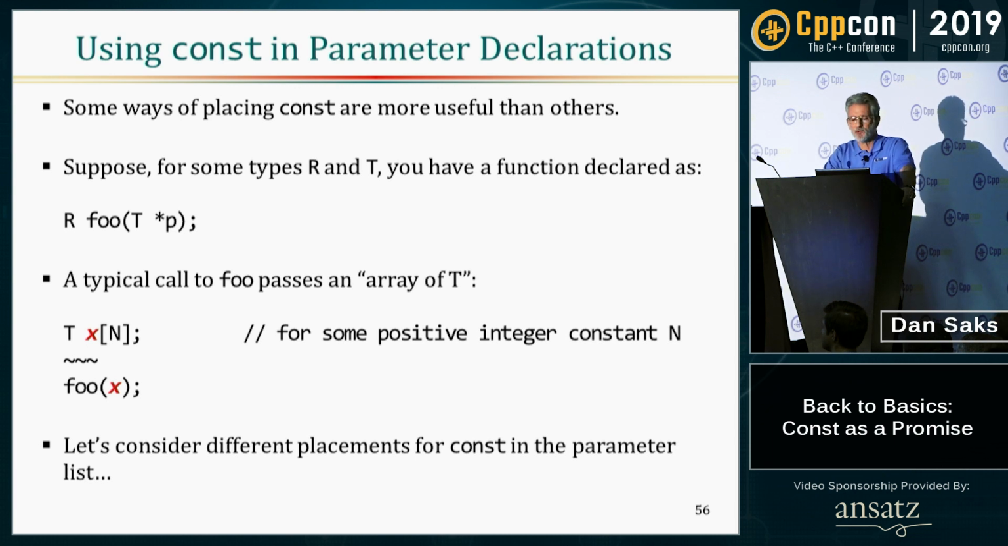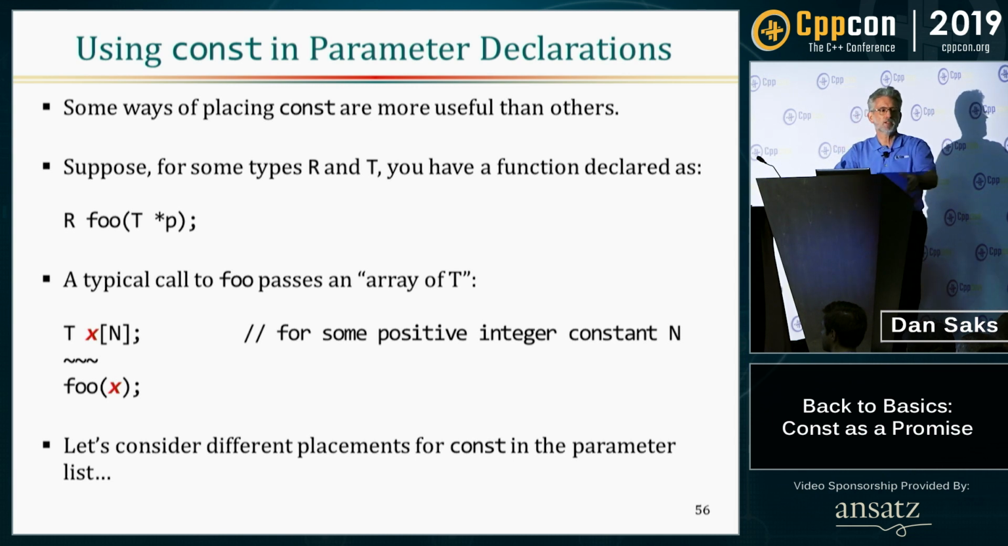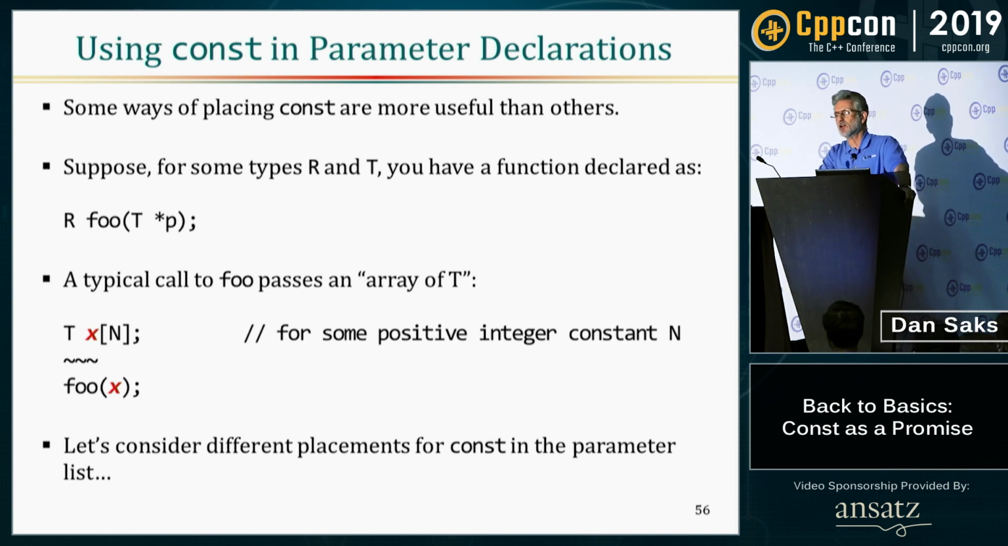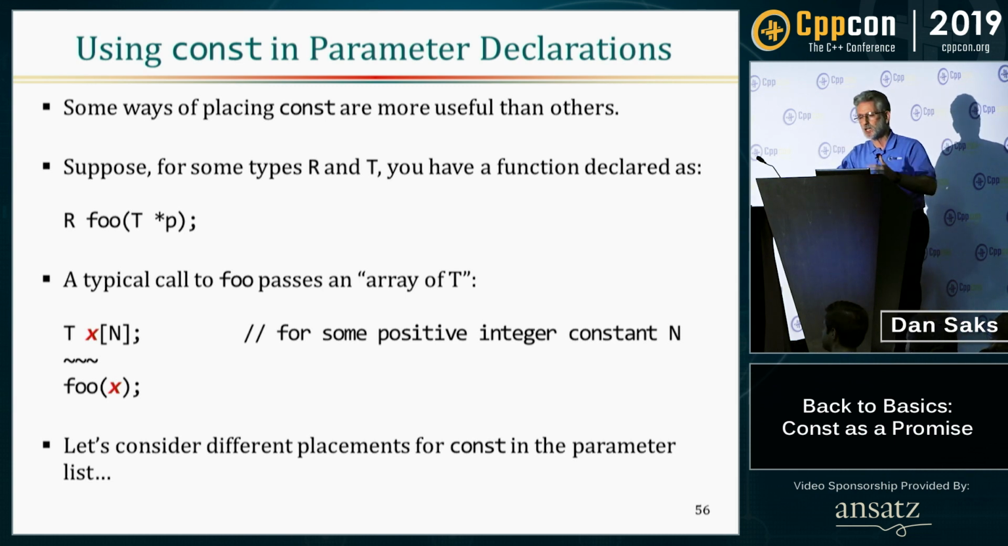So here's the scenario. Suppose that you have a function foo, which has a parameter of type pointer to t, returns some value r. And in a typical call on foo, you pass it an array. It's going to process the elements of that array. And when you use the array name x as an argument to a call on foo, you get that implicit array to pointer conversion. So let's now consider the consequence of putting const somewhere in the parameter list of foo.